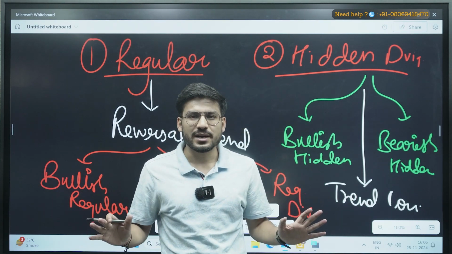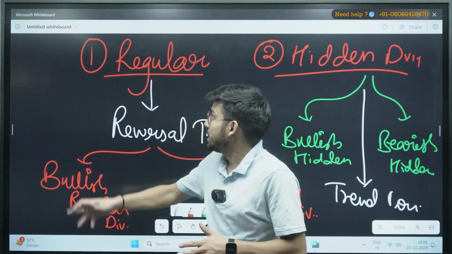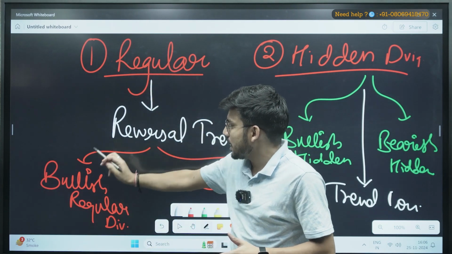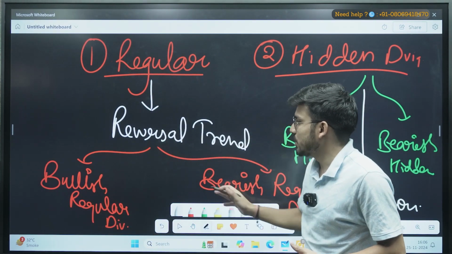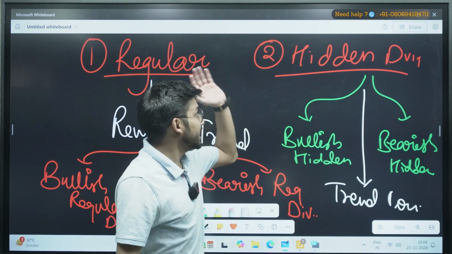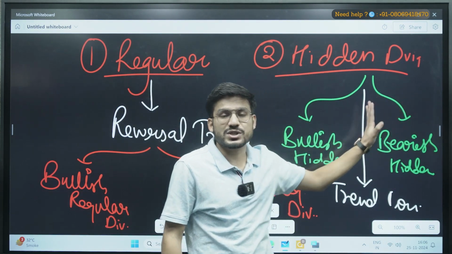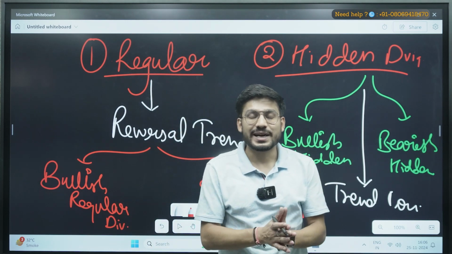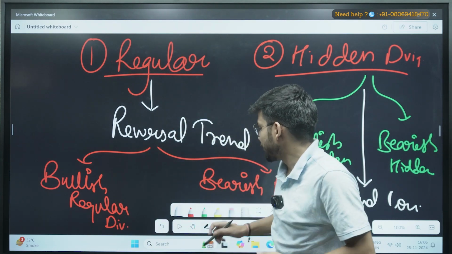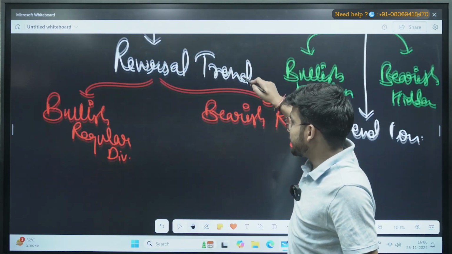So I hope the concept is clear. Now I will tell you how the regular bullish and the bearish one look like. Similarly, in the hidden divergence, how your bullish hidden or your bearish hidden looks like, right? And then we will be trading with it also, right? So let's see one by one.